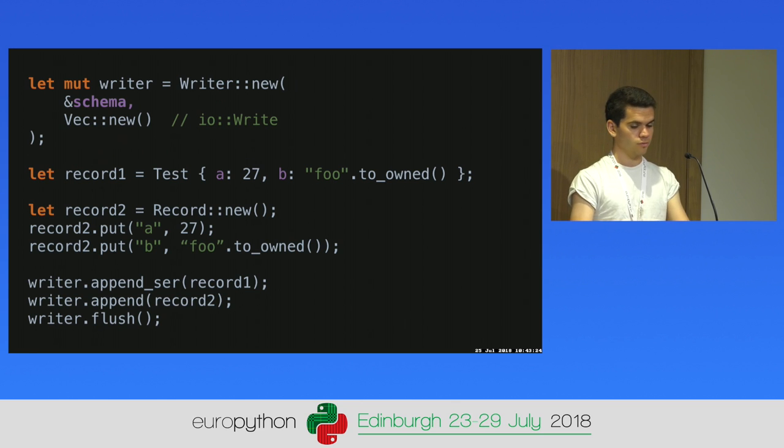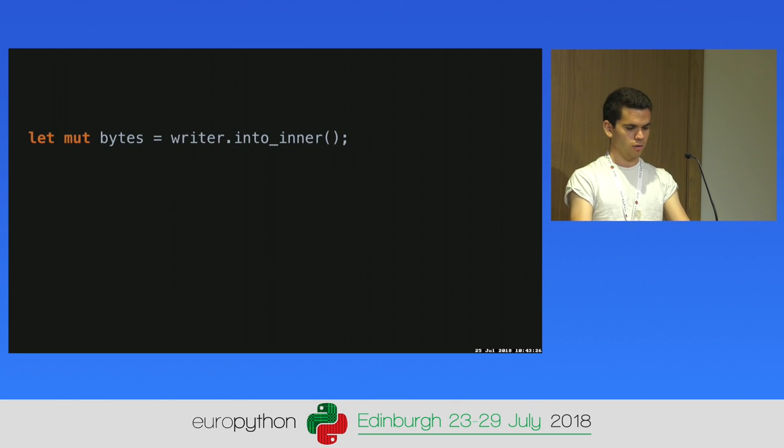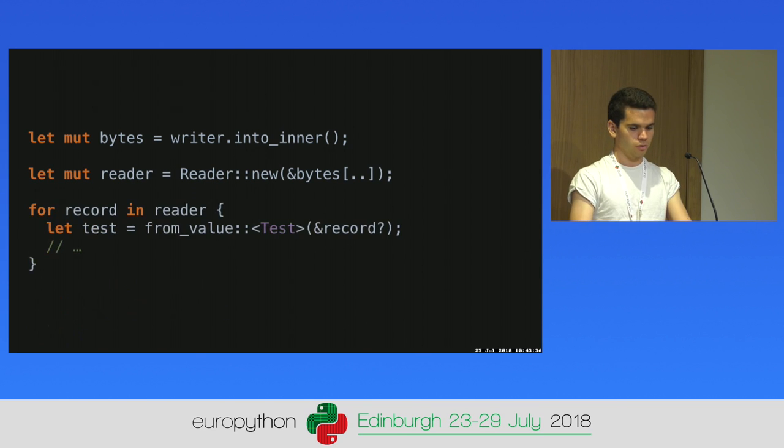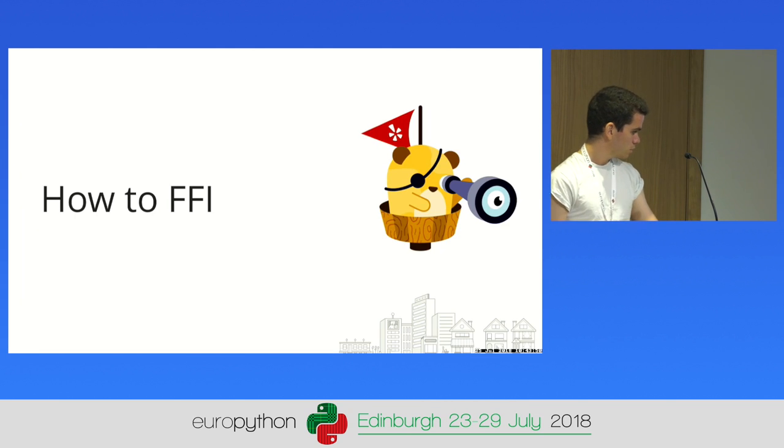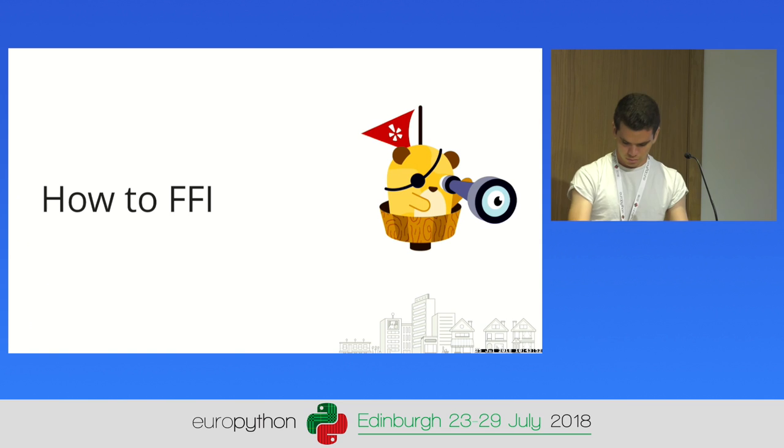So you have Avro bytes now, and now that you have your bytes, you might want to be able to read them and get data structures back. So you can create a reader from these bytes and iterate over all the records of this reader. And, well, that's all you need to worry about. That's it so far for how to write Avro using Rust. It's pretty straightforward once you have the library. And I'm going to let Antonio guide us through the FFI layer of the presentation.